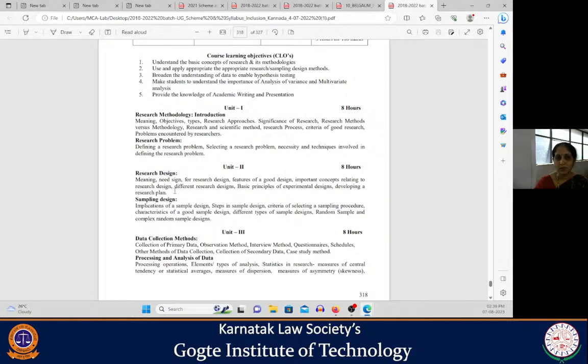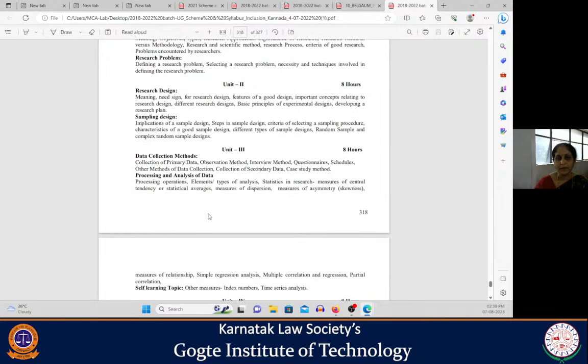Unit 2 discusses how we design the research, its meaning, different research designs, experimental designs, and sampling design, which includes steps in sampling design, criteria, characteristics, random samples and complex random sample designs. Unit 2 covers both theoretical and numerical information. Unit 3 is a process wherein data collection is studied and analysis is understood. It includes collection of primary data and secondary data, different processes, and analysis of the data.